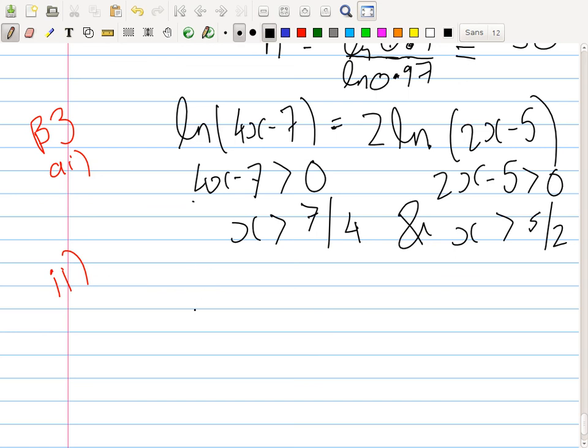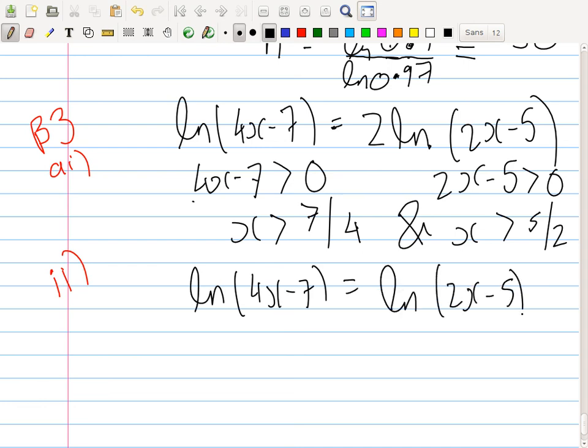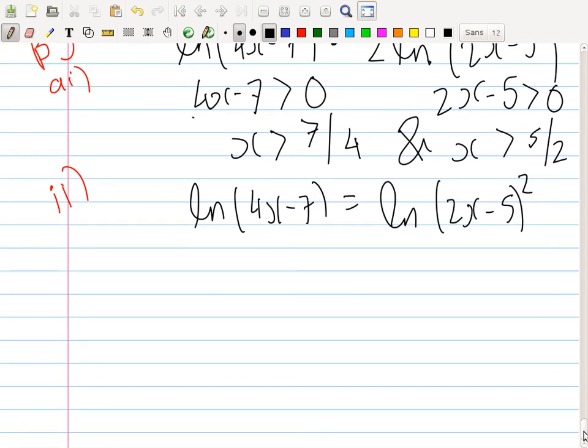Solve it. So what should I do first? Very easy. Just bring the 2 up. Now what happens next? Cancel this log with this log. Because if you have log A equals log B, then that means A equals B. Take the power up. This is like the 4th rule of logs.